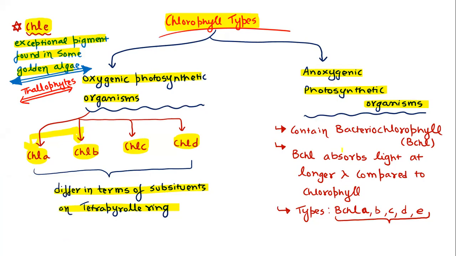So coming to the next thing that we have over here is the anoxygenic photosynthetic organism. What about them? The anoxygenic photosynthetic organisms do not contain chlorophyll. Instead, they contain something which is called the BCHL or the bacteriochlorophyll. Now, the point which may be asked in the examination pertaining to the BCHL is that the bacteriochlorophyll absorbs light at a longer wavelength compared to the normal chlorophylls, right? And the different types of molecules for BCHL may range from bacteriochlorophyll A, B, C, D, and E.